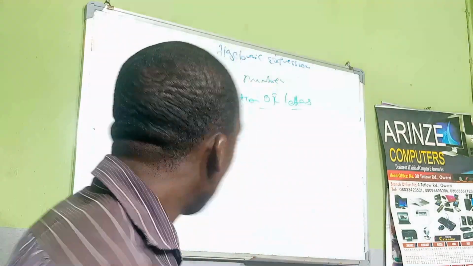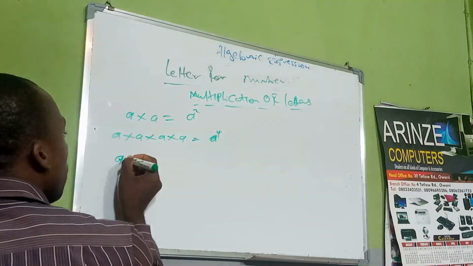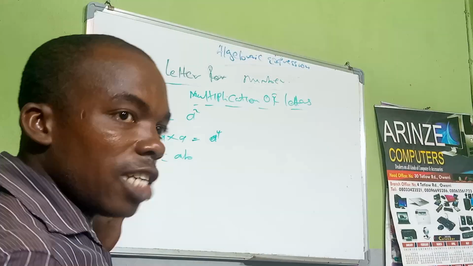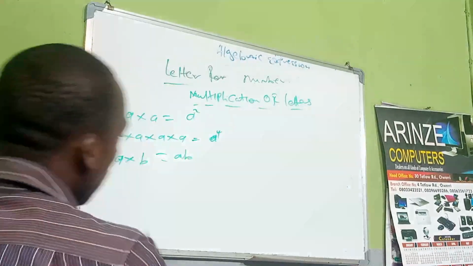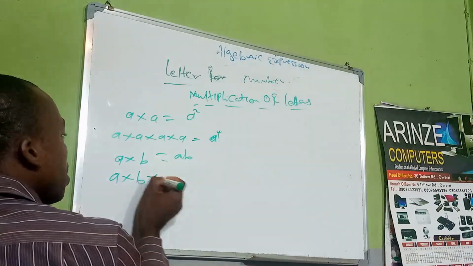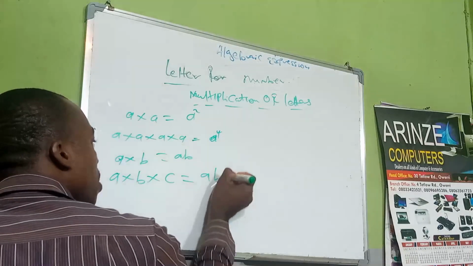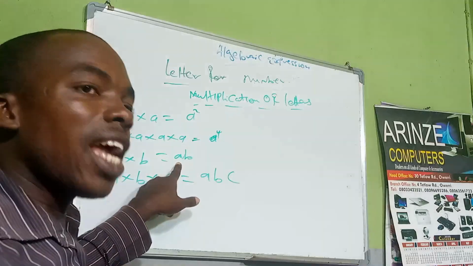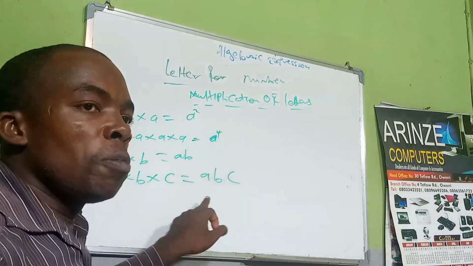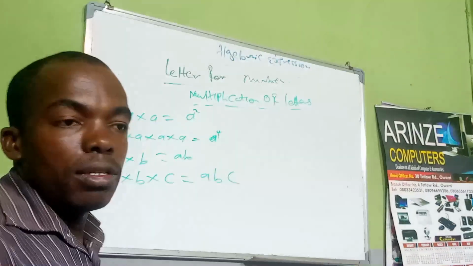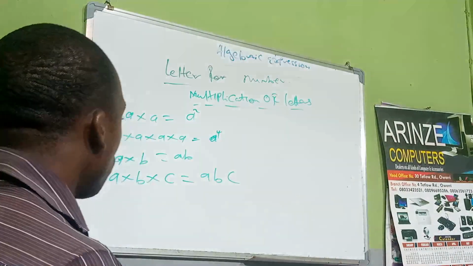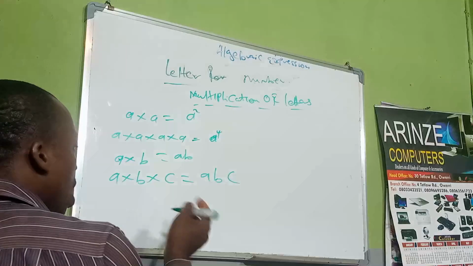Now, if we have A times B, this one is AB. Do you understand? Then A times B times C is ABC. So when you see AB, it means A times B. When you see ABC, it means A times B times C. Do you understand? So there is not much about this. It is very simple.